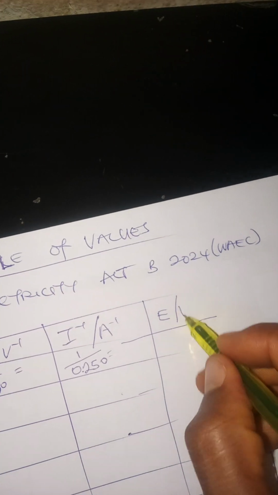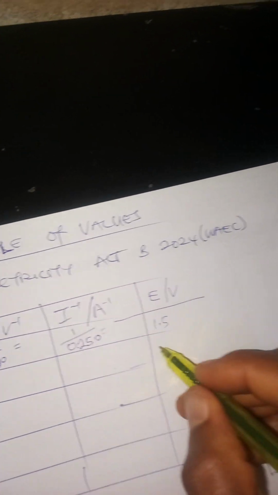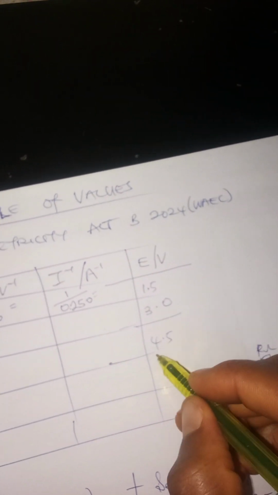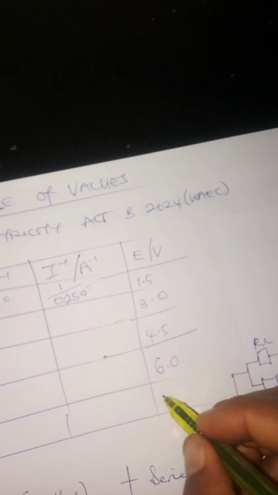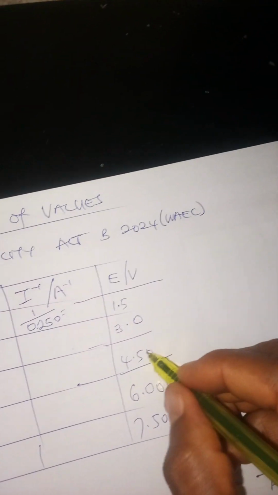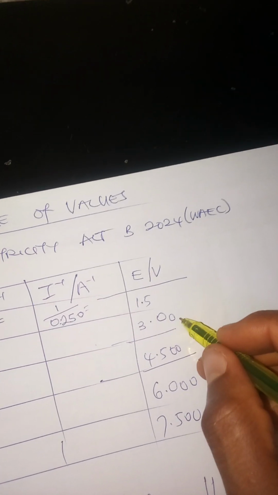So let me also make room for E here. The ones of 1.5, 3.0, 4.5, 6, 7.5. These are the electromotive force of the battery used.